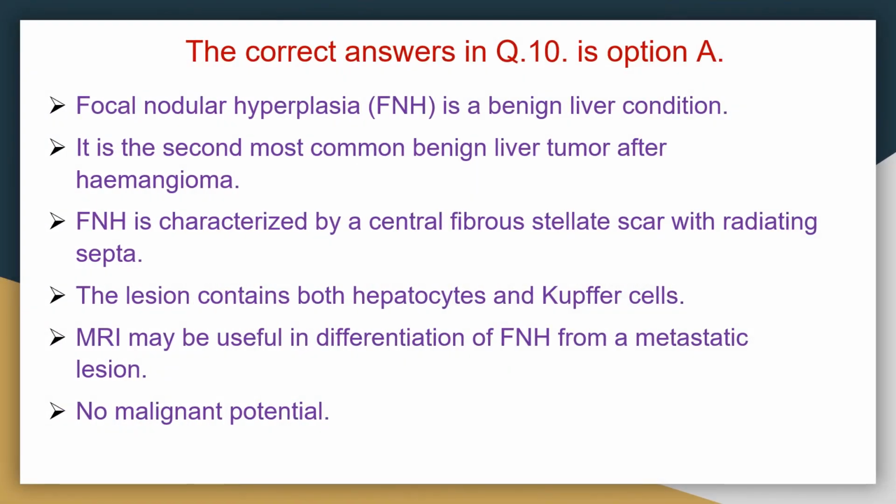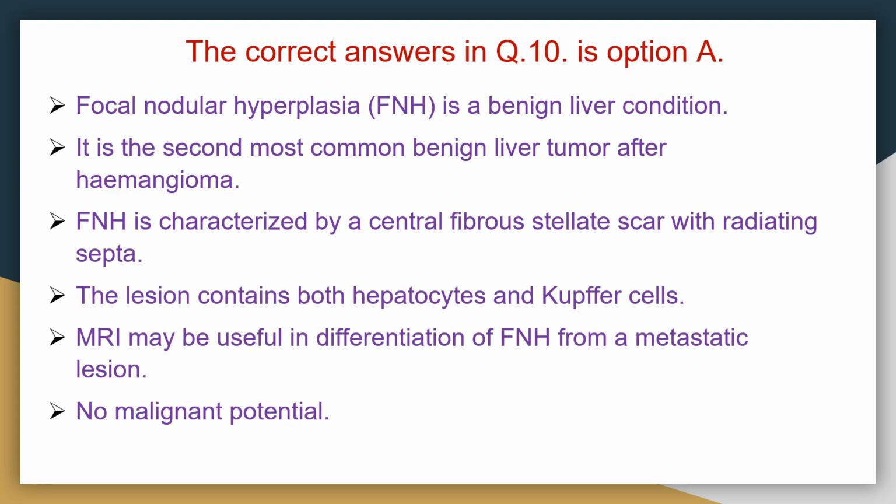Focal nodular hyperplasia is a benign liver condition. It is the second most common benign liver tumor after hemangioma. In this, there is a focal overgrowth of functioning liver tissue supported by fibrous stroma. FNH is characterized by a central fibrous stellate scar with radiating septa. The central scar is seen in about 75 to 85% of cases.